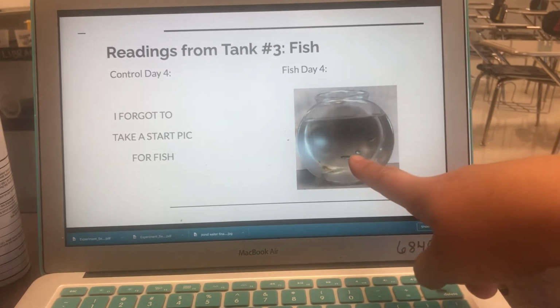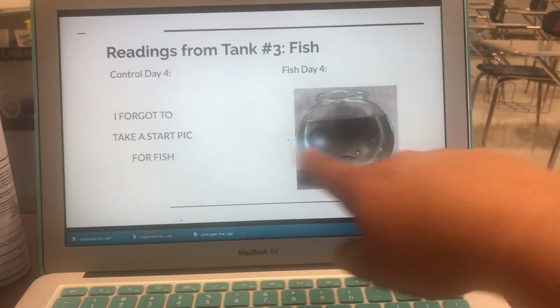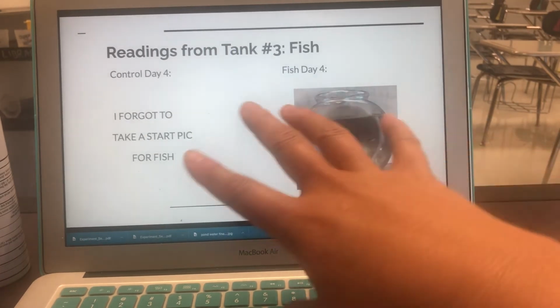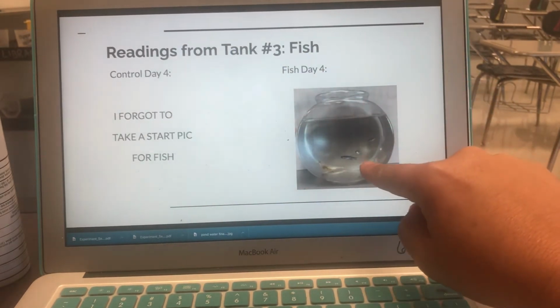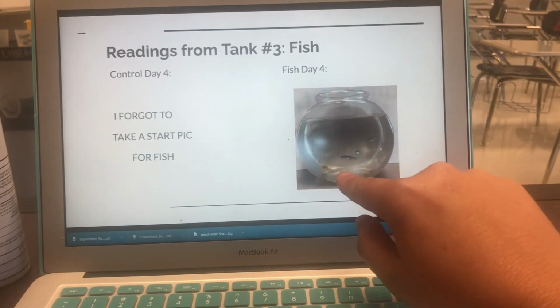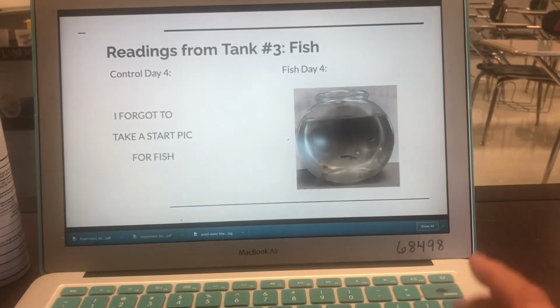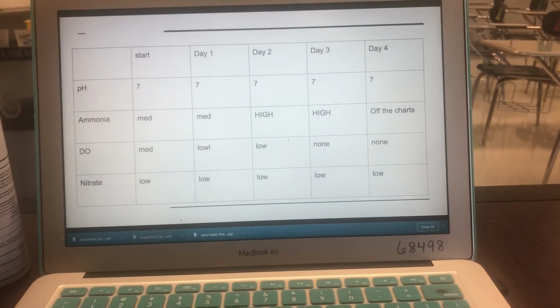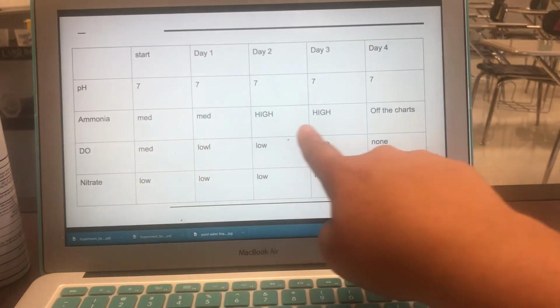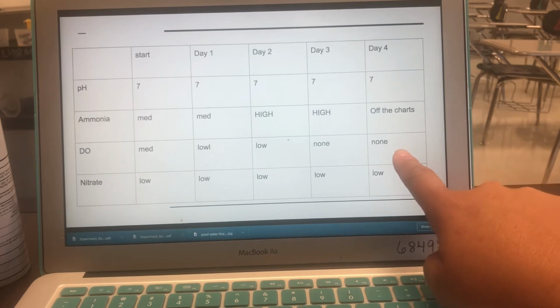Even though they stayed in their own water, we got information from day 1 through day 4, and you can definitely see how the readings in their tank changed and how their water quality changed. I did not get a starting pic for that, but their tank was completely clear when we started. It didn't have any of this debris on the bottom. You can see if you watch the trend in data how high their ammonia levels got, how low their dissolved oxygen levels got.